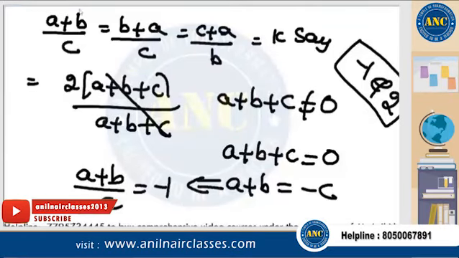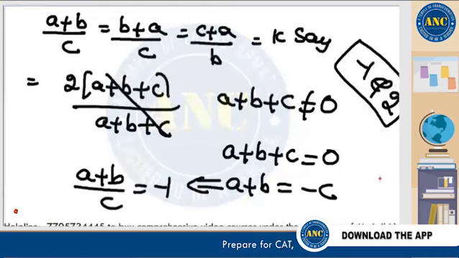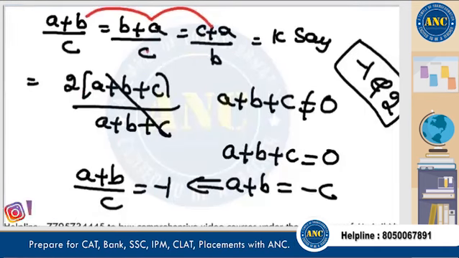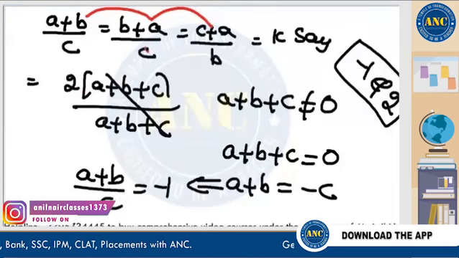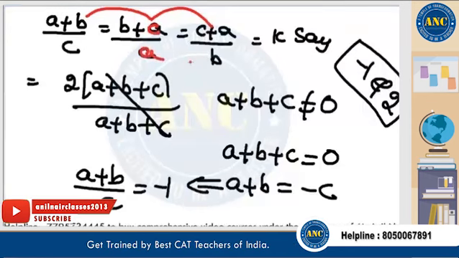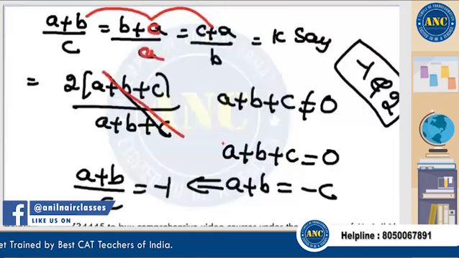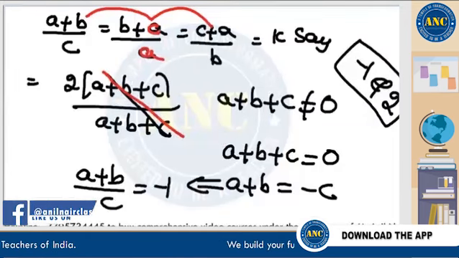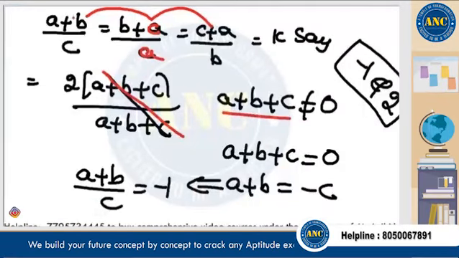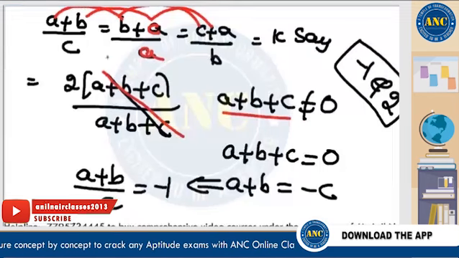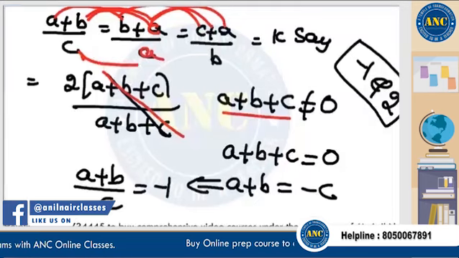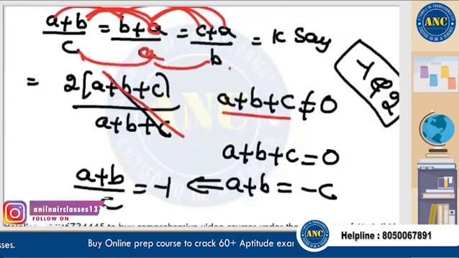Ankita, a plus b by c equivalent to b plus c by a equivalent to... If I add the sum of the numerators, it is 2 into a plus b plus c, divided by a plus b plus c. This question is b plus c by a. If I cancel it out, a plus b plus c should be not equivalent to 0. This is a symmetric function. A is replaced with b, b is replaced with c, c is replaced with a. I hope it is clear.